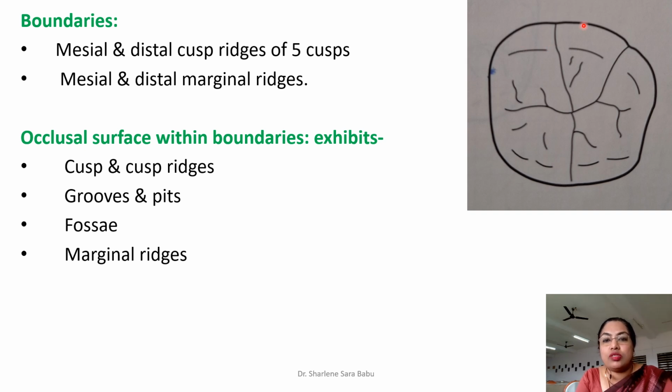The boundary is constituted by the mesial and distal cusp ridges of the cusps and the mesial and the distal marginal ridges. Next is occlusal surface within the boundaries that include cusp and cusp ridges, grooves and the pits, fossae and the marginal ridges.